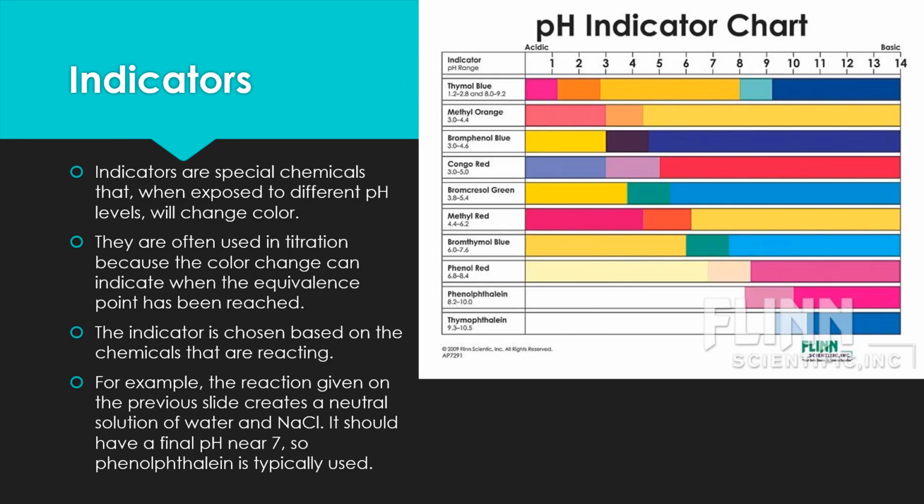Let's take a look at what an indicator is. So we have this pH indicator chart, and we'll take a look at that more in depth. But an indicator is a special chemical that when exposed to different pH levels will change color. So it's a way of measuring pH without actually having to measure the values of pH. So they are often used in titration because the color change can indicate when the equivalence point has been reached. The indicator is chosen based on the chemicals that are reacting. So for the reaction given on the previous slide, we had HCl plus NaOH, and it made salt and water.